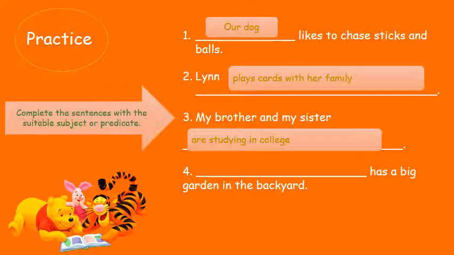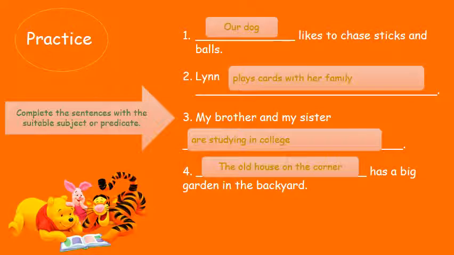Number four, has a big garden in the backyard. Who or what would have a big garden in the backyard? Pay attention. I have has only. Has is for the singular. I use it, so the subject must be singular. You might say my dad has a big garden in the backyard, or my dad's house has a big garden in the backyard, maybe. Or if you want to say the old house on the corner has a big garden in the backyard, or the old house has a big garden in the backyard is also correct.